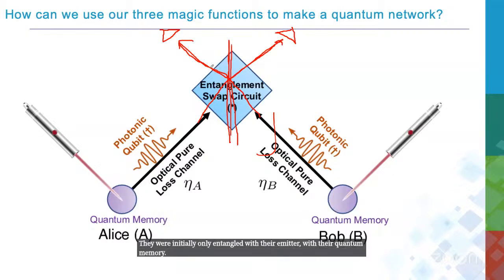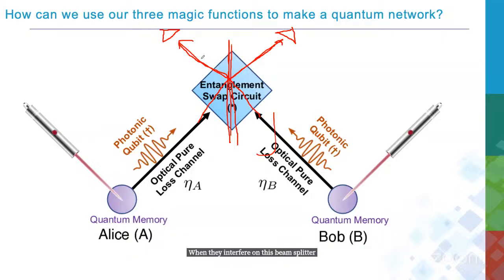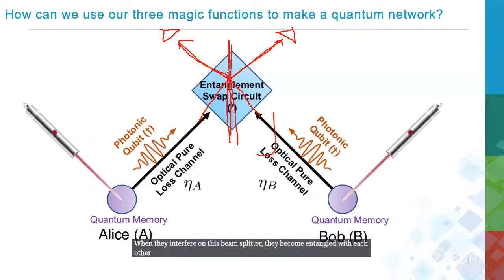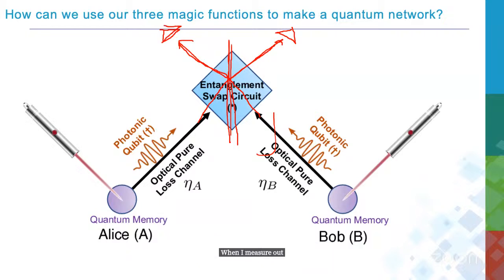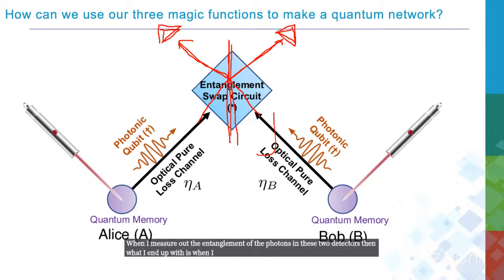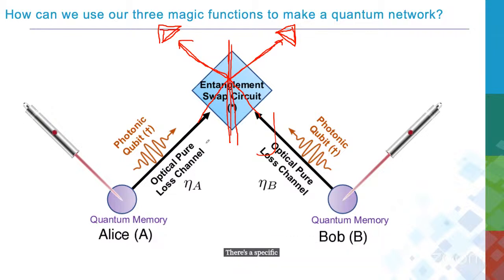When they interfere on this beam splitter, they become entangled with each other, and the whole system becomes entangled. When I measure out the entanglement of the photons in these two detectors, what I end up with is a specific click pattern, meaning I measure, say, a photon here, or a photon here, or two photons here and none there, et cetera. There's a specific set of click patterns that herald the entanglement of now these two spins.